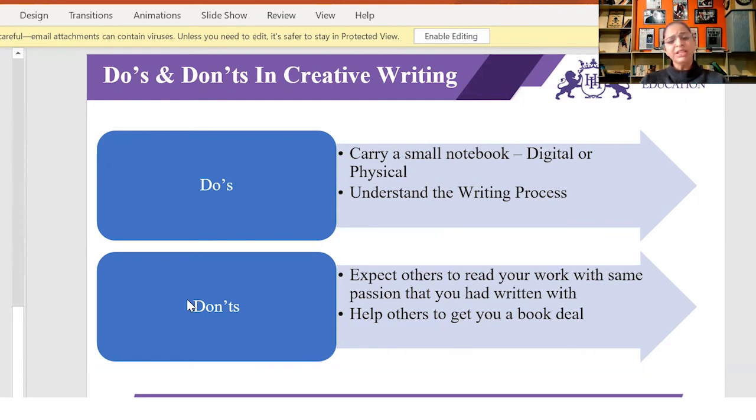But if you want to become a writer, you need to be a reader, right? It's not necessary that everybody is passionate about your writing the way you are. So don't force other people to read your work. Help others to get you a book deal. Ask others, I want to get my work published. Please help me get a book deal.